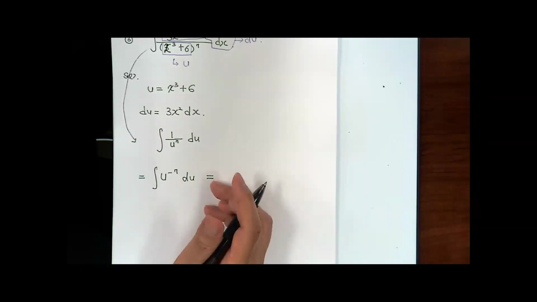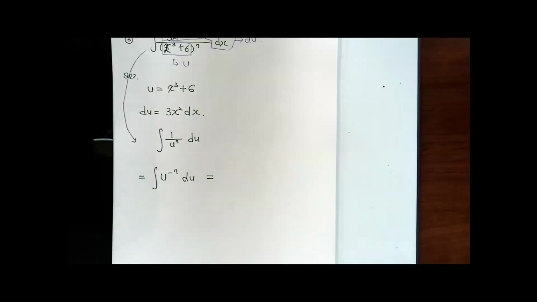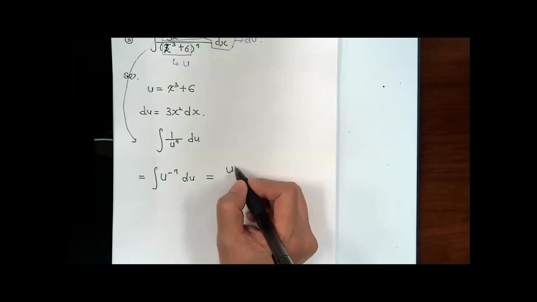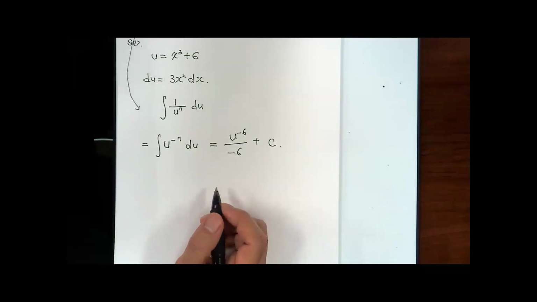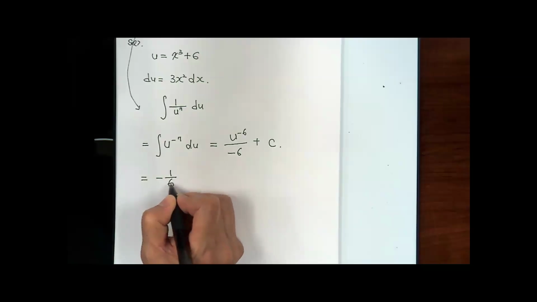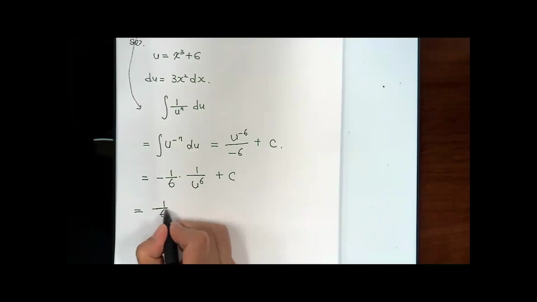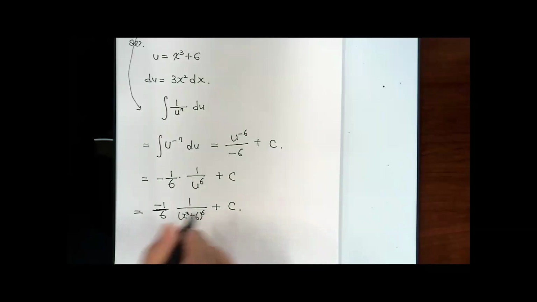And we apply the integration formula. And what is that? u to the what power? u to the minus 6, yeah, minus 6, right? You have to remember over minus 6 plus c. So we can rewrite it as minus 1 over 6 times 1 over u to the 6th power plus c. And that is minus 1 over 6 times 1 over (x cubed plus 6) to the 6th power plus c. Any question?